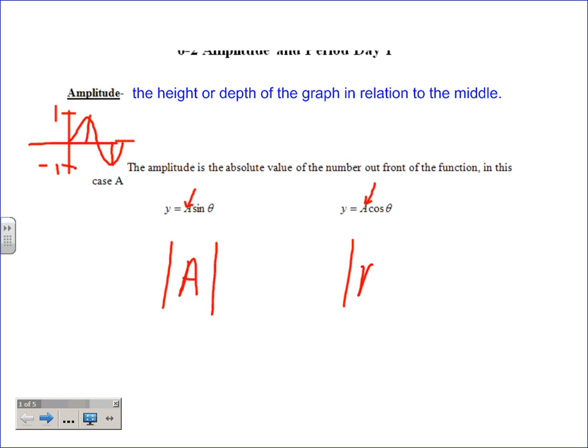And the nice thing is it's the same over here. No big deal. It doesn't matter if it's sine or cosine. You just take the absolute value of whatever number is out there. Okay? Basically what happens is if there is a 4 out front, it's going to go 4 times higher and 4 times lower. It's not really going to change where it hits. If there's just a 4 there, it's just going to be 4 times higher and 4 times lower.